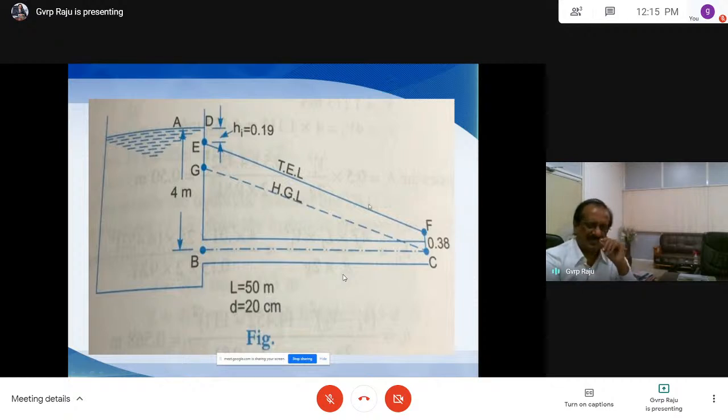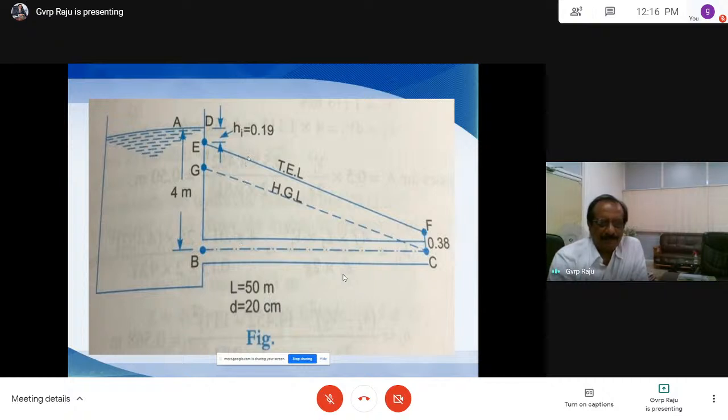So it is very easy to draw the hydraulic line and total energy line, provided you know the fundamentals. The entry loss is 0.5 V square by 2g, and the exit loss is V square by 2g. This is also V square by 2g, and the friction loss is hf. The sum of losses is the entry loss plus exit loss plus friction loss, and you can draw the total energy line comfortably without any problem.